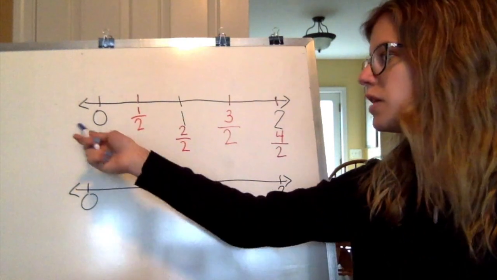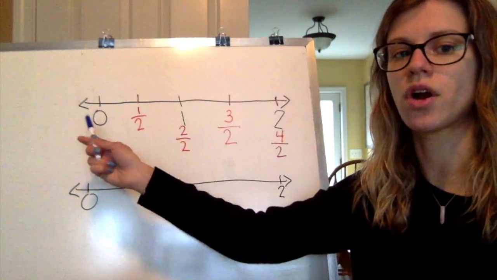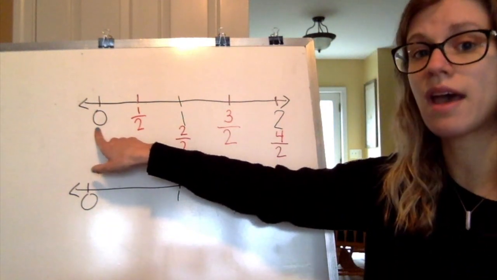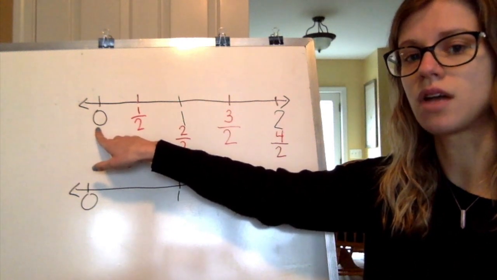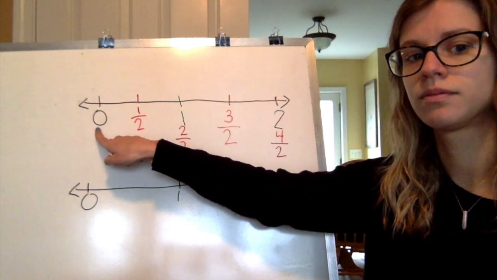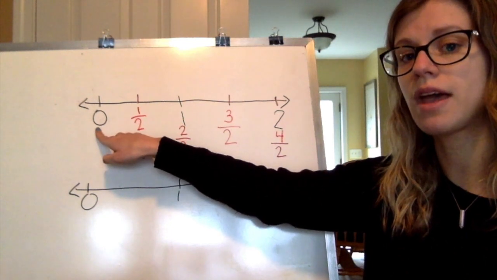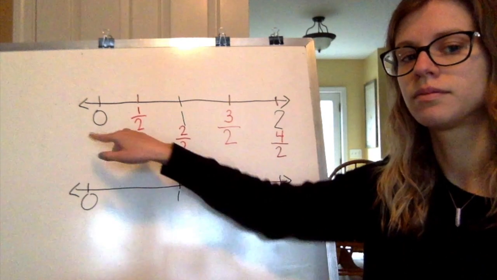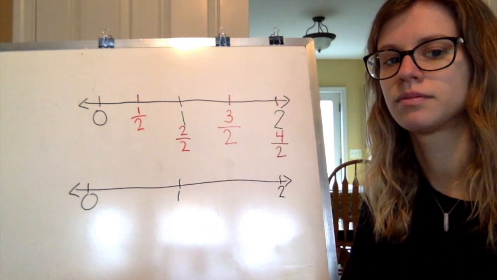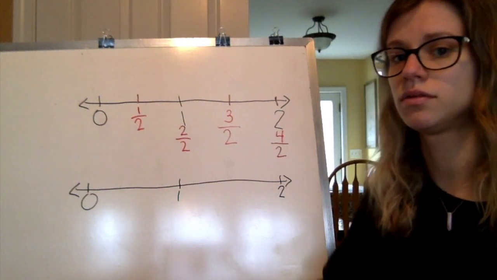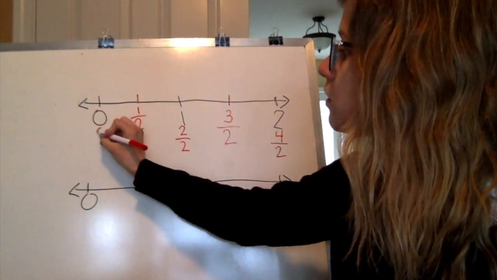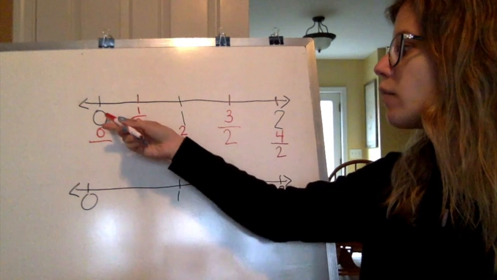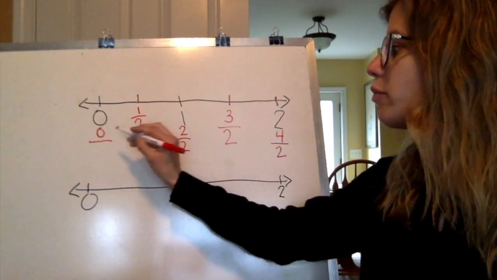I want us to go back to the beginning of the number line. When the ant was just starting, how many half blocks had it gone? So if I'm back at the beginning of my number line, how many half blocks has it gone so far? I want you to think about it. How many half blocks has the ant gone so far? He has gone 0 half blocks. My denominator is going to stay the same right now. 0 half blocks.